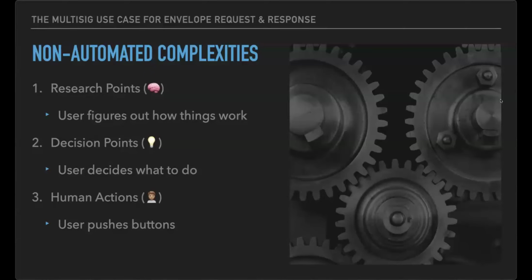Currently, non-automated systems have three major complexities, which are shown here. They require users to figure out how things work. We call those research points. To make decisions, which are decision points, and ultimately to push buttons, which are human actions. The more of these three complexities that exist, the less likely a user is to finish a task.